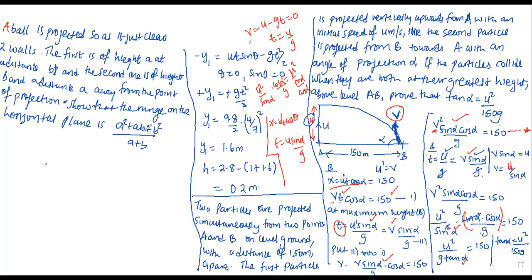Okay, we have another number here. A ball is being projected so as to just clear. I told you when they say just clears, it means it is passing at the same height as the body it is clearing. So it just clears two walls, meaning the ball is at the height of the wall in that sense. The first of height small a at a distance small b, and the second one of height small b and the distance small a away from the point of projection. Show that the range on the horizontal plane is given by that.